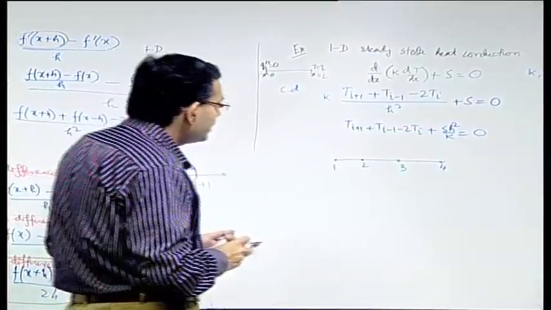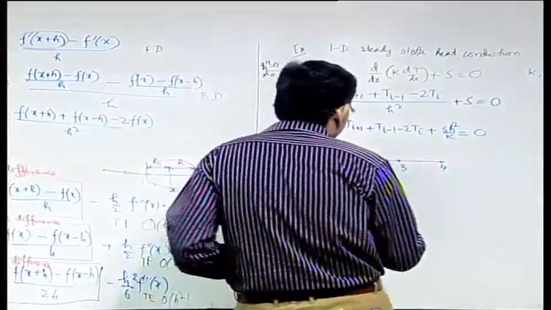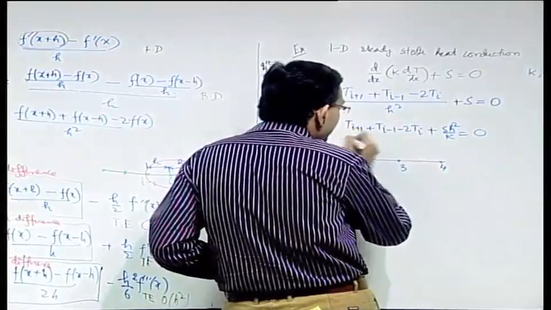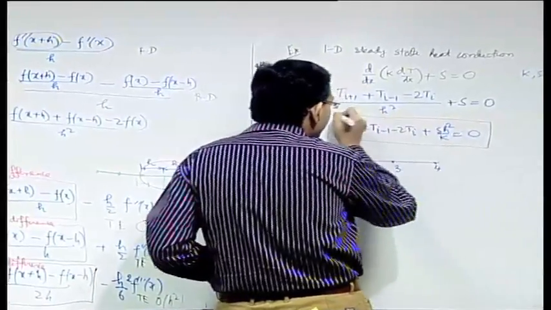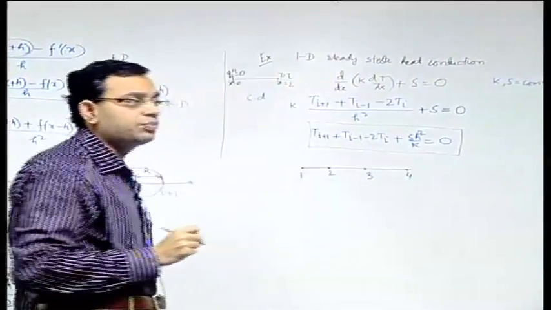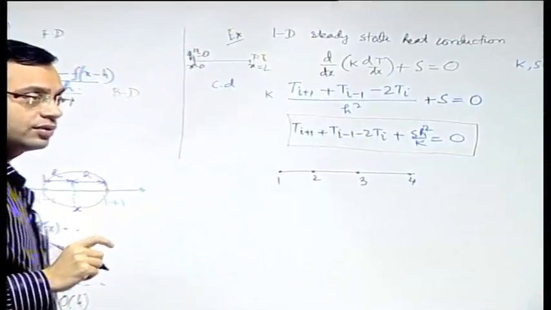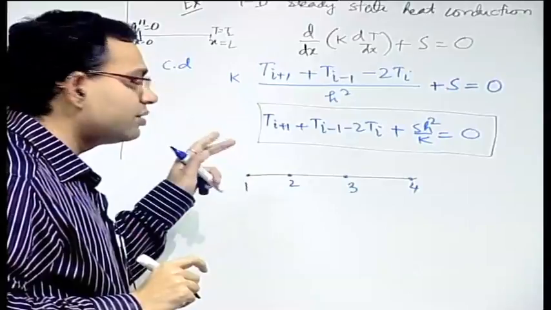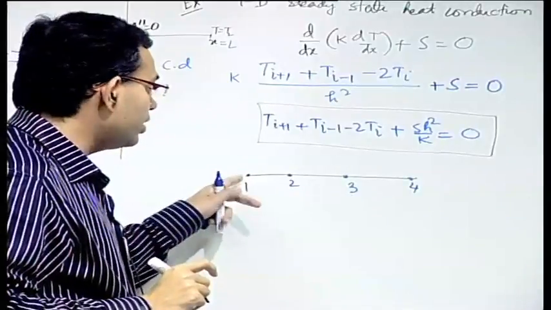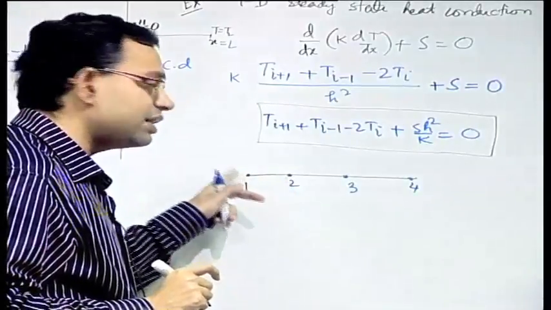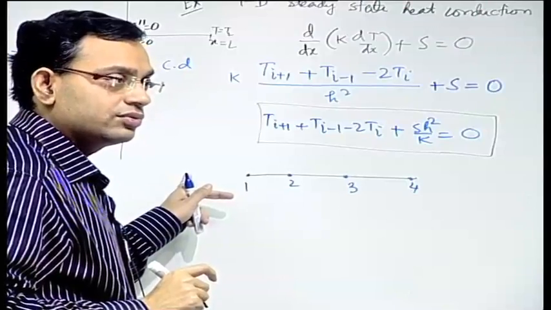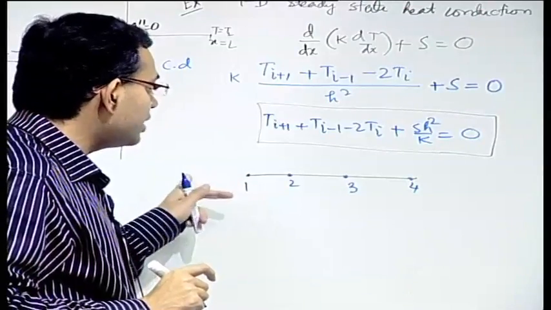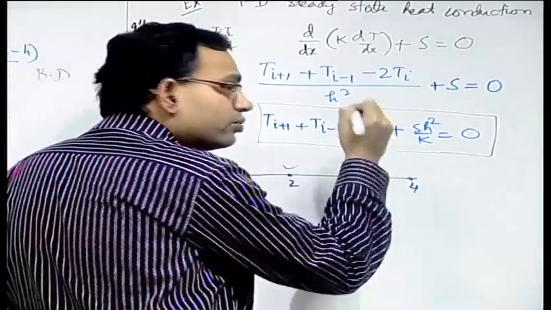So, you can write this. Remember that this equation is valid for the internal grid points, not the boundary, because when you consider the boundary, say 1, you require basically 3 grid points at a time, one to the right and another to the left, and there is nothing to the left of the boundary. So, it is not valid at the boundary; it is valid only at points 2 and 3.